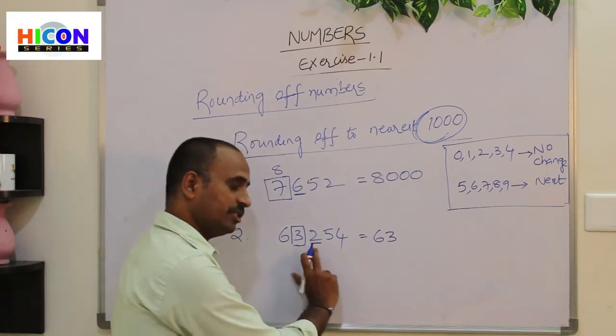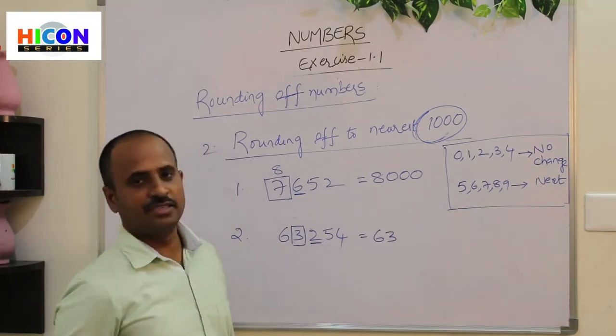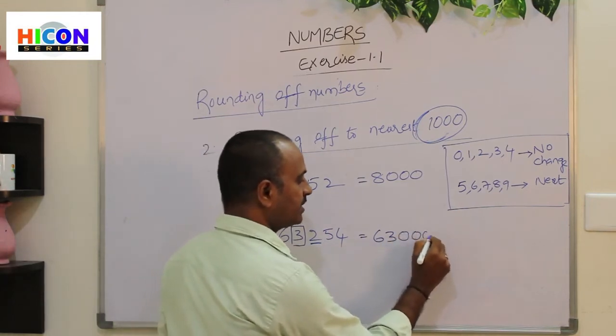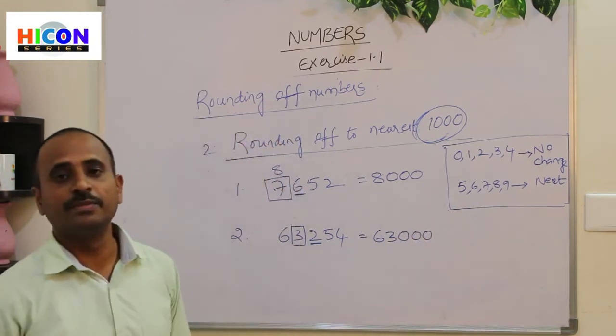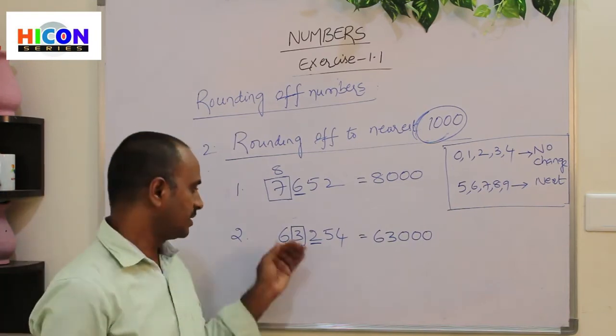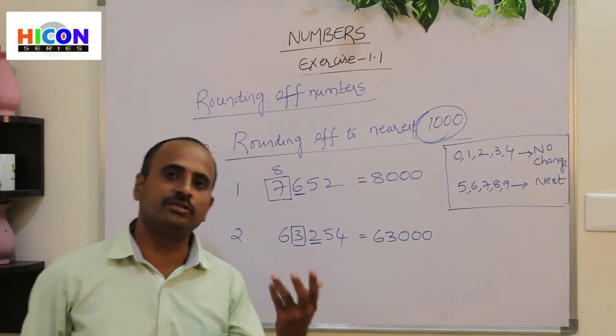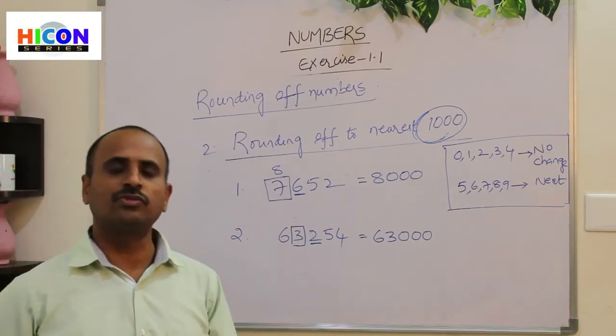And put zeros for the remaining 3 digits. So there are 3 digits, and put 3 zeros in the places of the remaining digits. That means 63,000. So this is the answer. So in this way, we can round off any number to the nearest tens, hundreds and thousands.